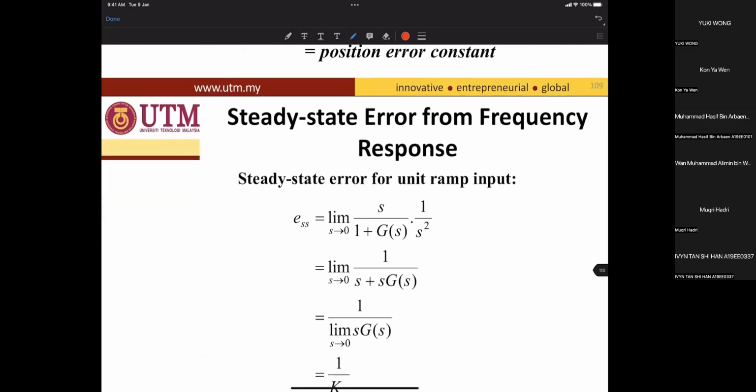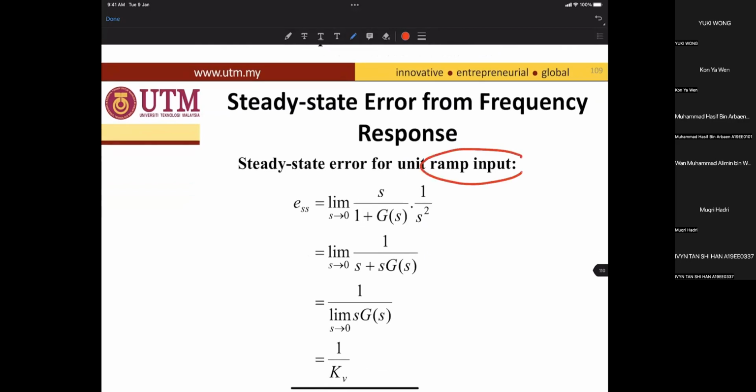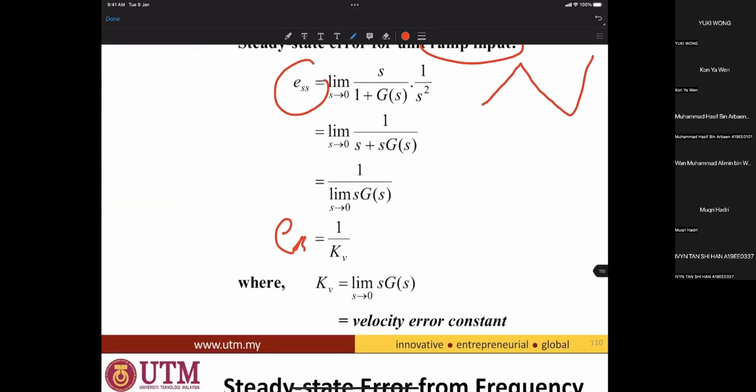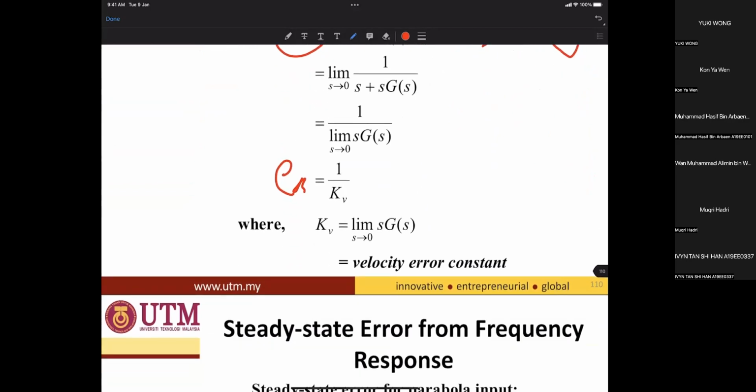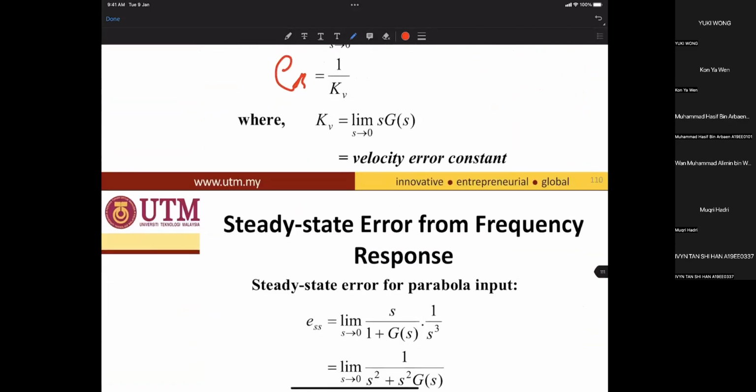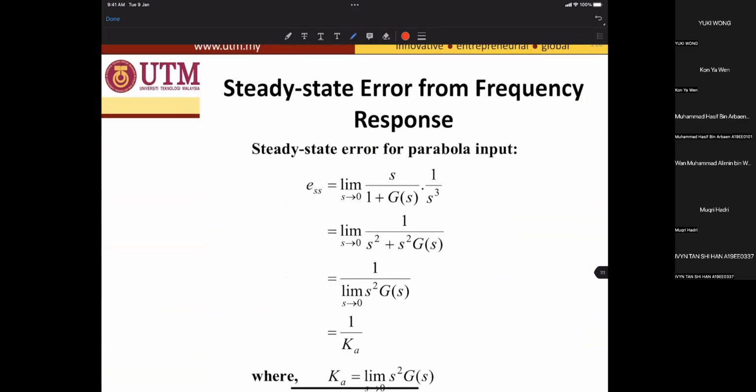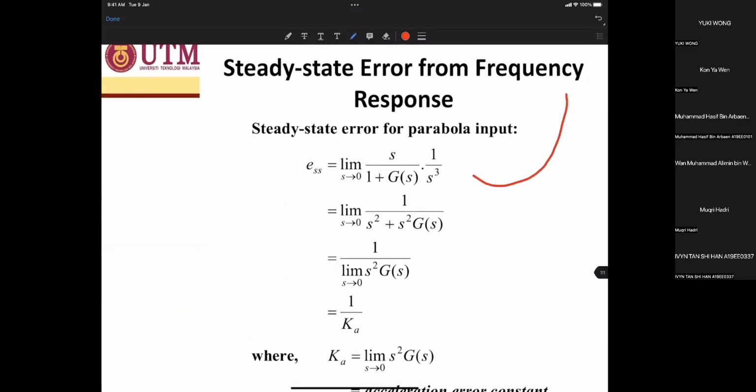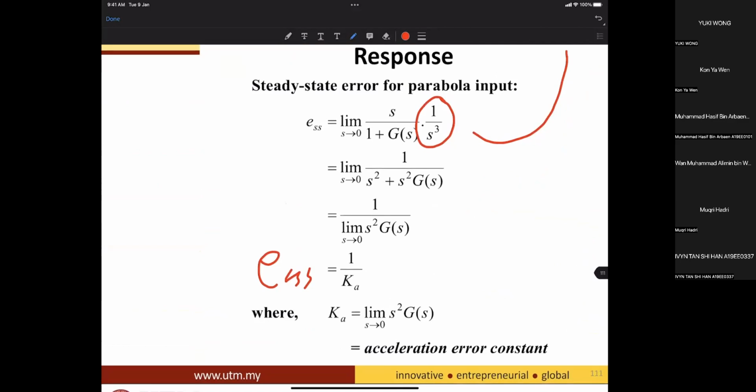The second one is the unit ramp input. For ramp, the steady state error formula is ESS equals 1 over Kv, where Kv is the velocity error constant. The third one is the parabolic input, which is 1 over s cubed, and the formula is 1 over Ka, which is the acceleration error constant.